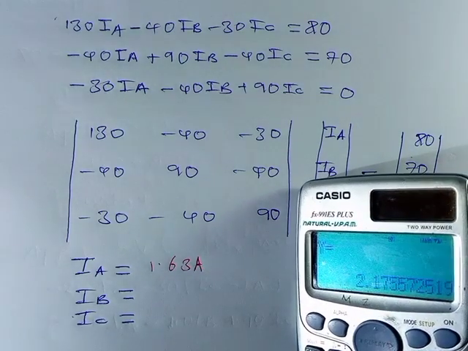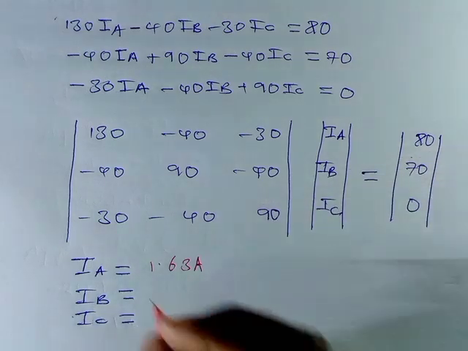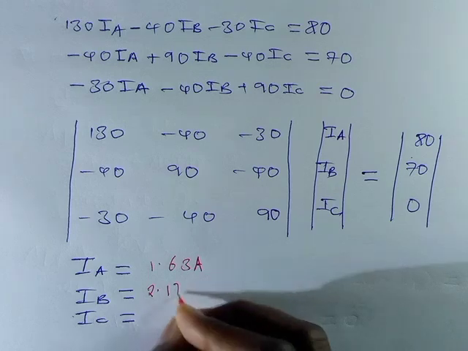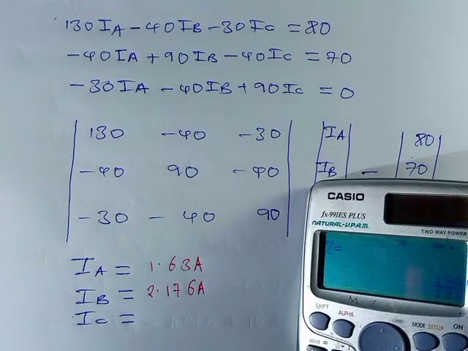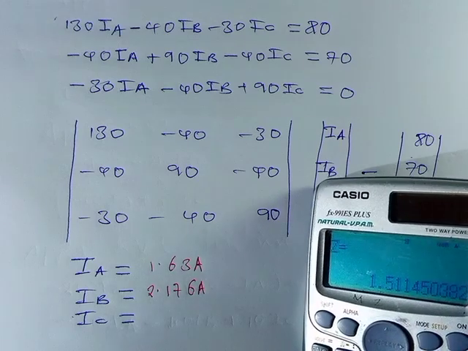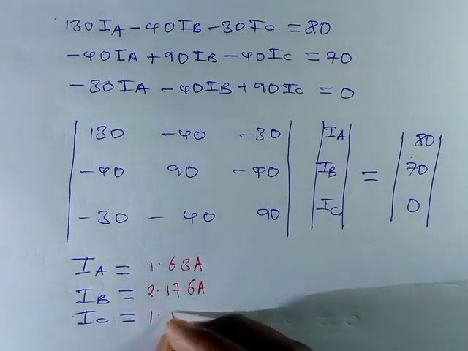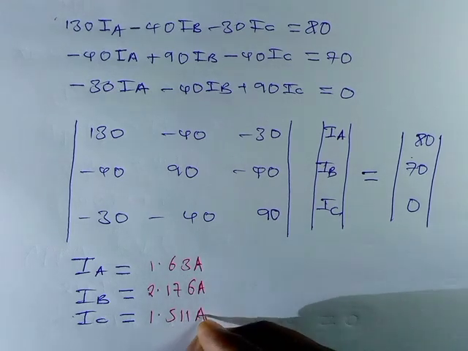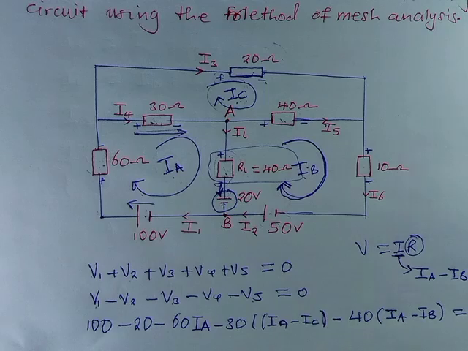Equal to again, the second one is 2.176 amps. Wow. The other one is 1.511 amps as the third current. So you have to be very, very careful, because these are not the actual currents we are looking for.